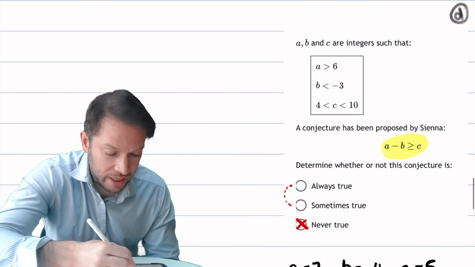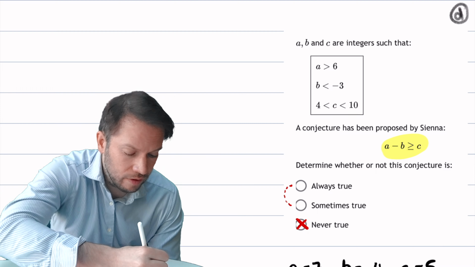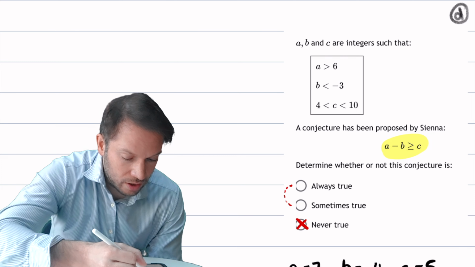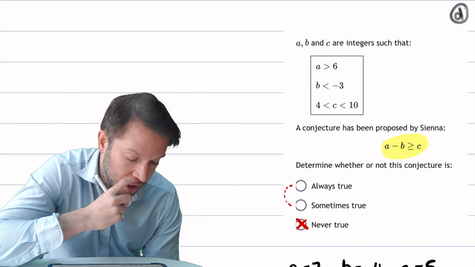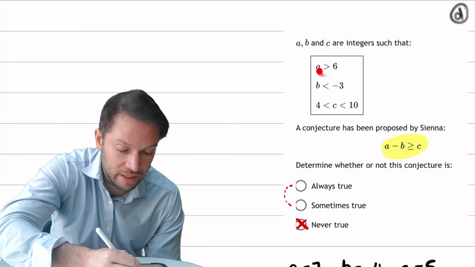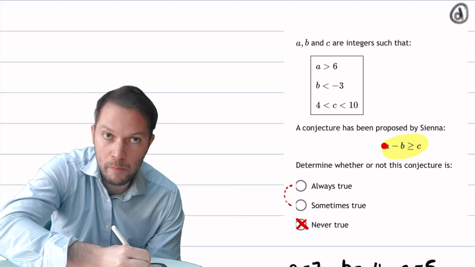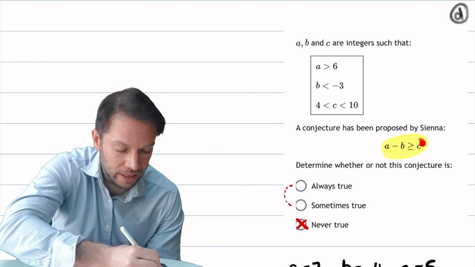Well, if we think about it, there are limited values that c could be. c could only be 5, 6, 7, 8, or 9. But let's look directly at the statement. If we want a minus b to not be greater or equal to c, so we want to find an example that doesn't work, we certainly don't want to pick a big value of a, like a can be any value greater than 6, right? So if I made a like 1,000,000, for example, then 1,000,000 minus some number is going to be bigger than c, yeah? Because c is limited between 4 and 10. So we want to pick as small a value of a as possible, which we did. Look, a was 7. 7 is the smallest value that's greater than 6.